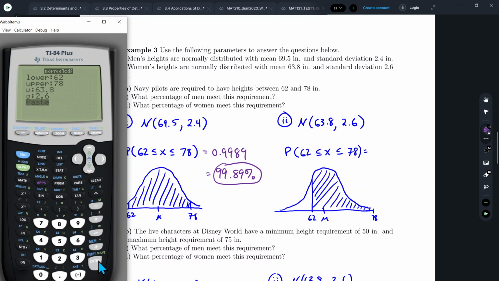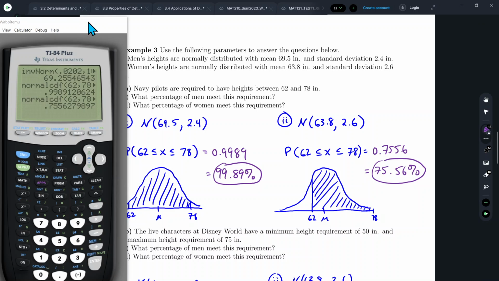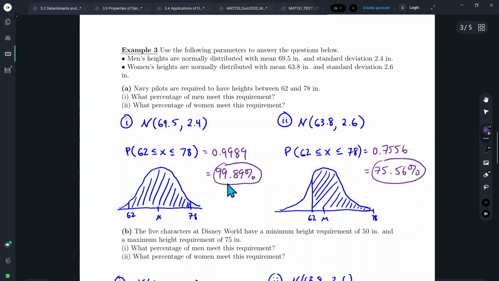Once we enter all the parameters, we can calculate, and we get 0.7556. Or as a percentage, you can move the decimal places to the right, so you get 75.56%. Okay, so basically it says that 99.89% of men meet the Navy requirement, and 75.56% of women meet the Navy pilot requirement.